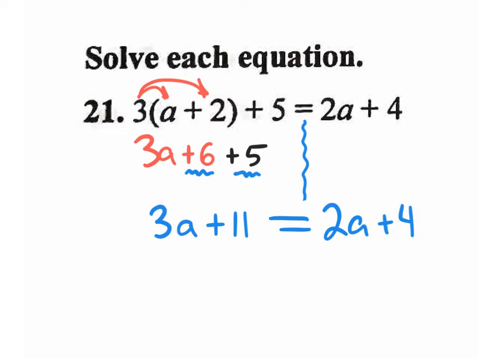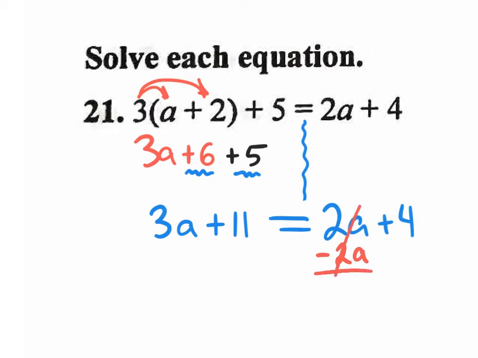Now I need to solve it. What do I mean by solve? I need to get a by itself on one side. So where's the a at? Is it on the left side of the equal sign, or is it on the right side of the equal sign? Obviously it's on both sides of the equal sign. So we need to get a by itself on one side. So let's say you wanted to get rid of the 2a. I would have to do that by doing the opposite of 2a, which is subtracting 2a. That'll cancel it out. That'll be 0a. That'll be gone.